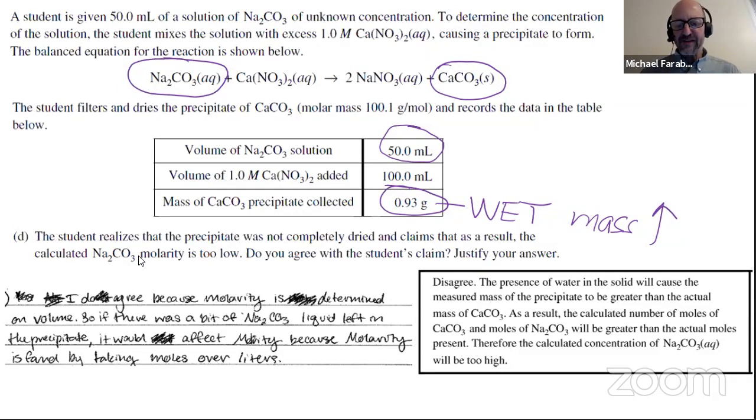The presence of water in the solid will cause the measured mass of the precipitate to be greater than the actual mass. As a result, the calculated number of moles of calcium carbonate and moles of sodium carbonate will be greater than the actual moles. So the student is talking about molarity, but you're not going to take the molarity of the precipitate. So we're not talking about extra volume here, we're talking about extra mass that makes this calcium carbonate precipitate too heavy. So again, be careful with your language, think about what the question is asking, and decide how a particular laboratory scenario would affect the data and the calculations.